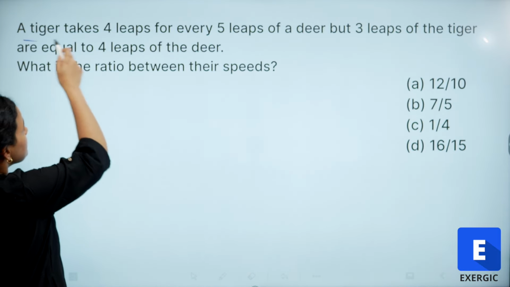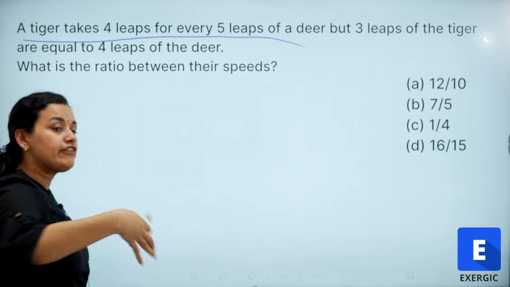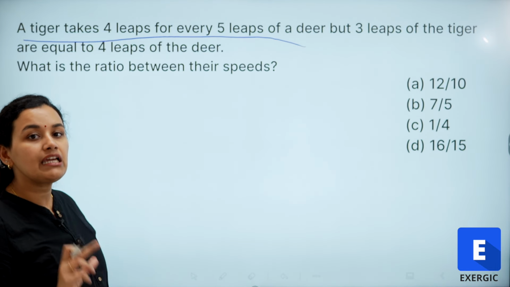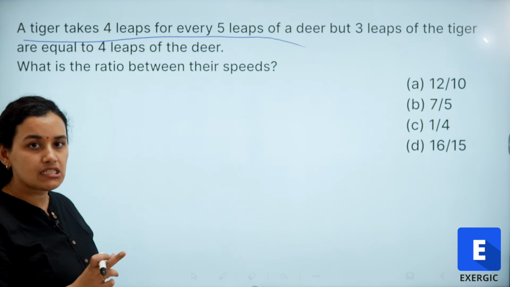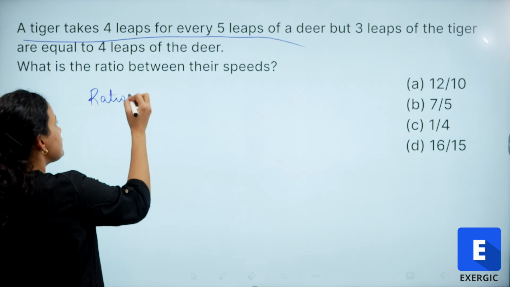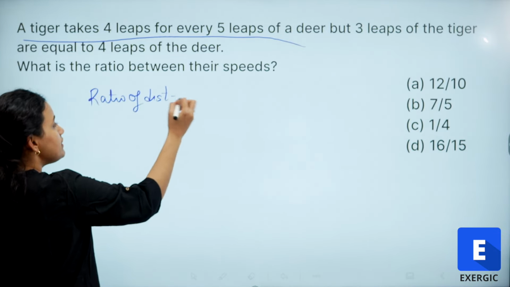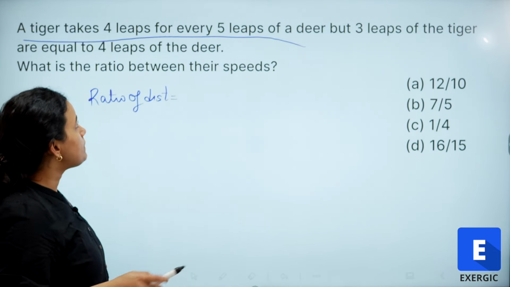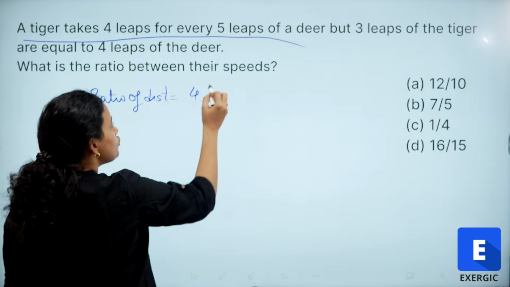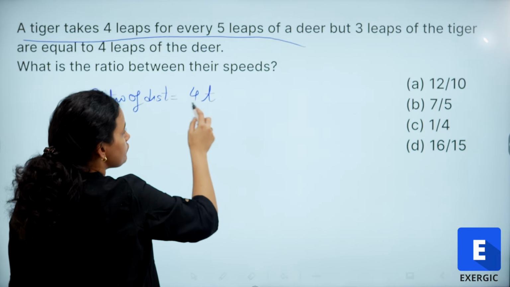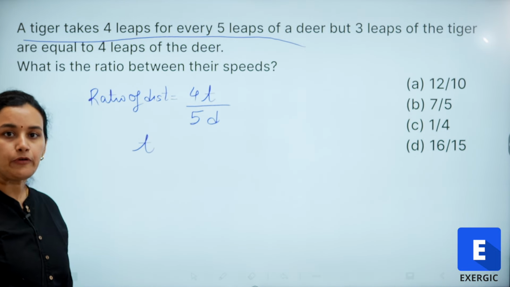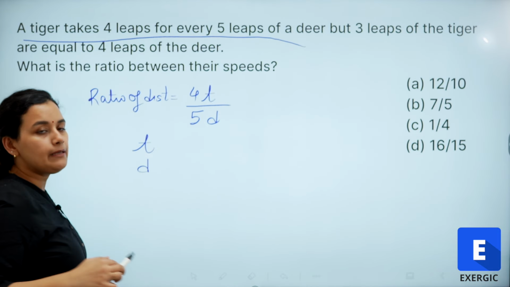The first line tells me that the tiger takes 4 leaps for every 5 leaps of the deer, right? So here we have been given the distance that they are covering in equal time. So I can take the ratio of the distances and that would give me the ratio of the speed. So if I want to find out the ratio of distance covered by the tiger and the deer in the same time, suppose 1 leap of a tiger is represented by t. So 4 leaps of the tiger is going to be 4t and 5 leaps of a deer is going to be 5d, where t is the leap of the tiger and d is the leap of the deer.